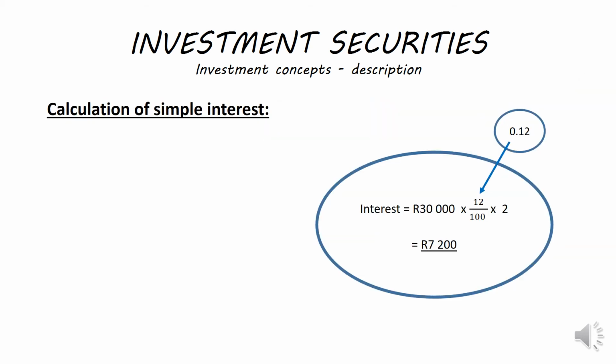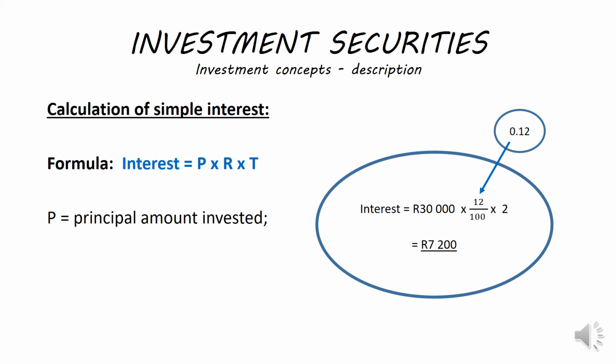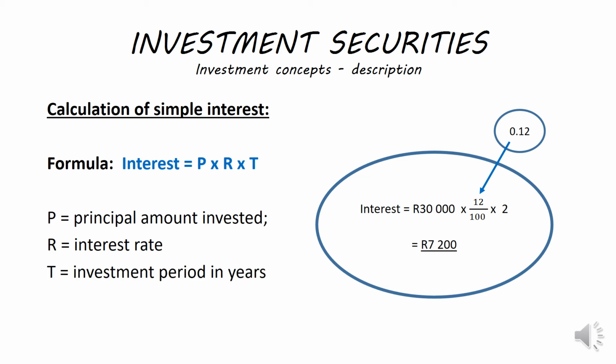Okay, so if we calculate simple interest, the formula that we are using is this formula, and remember you need to know your formulas. This is not science and maths where formulas are given on your cheat sheet. You get no cheat sheet, you must know your formulas. So your interest is P times R times T. The P is your principal amount that is invested. The R will be the interest rate, and the T will be the investment period in years.